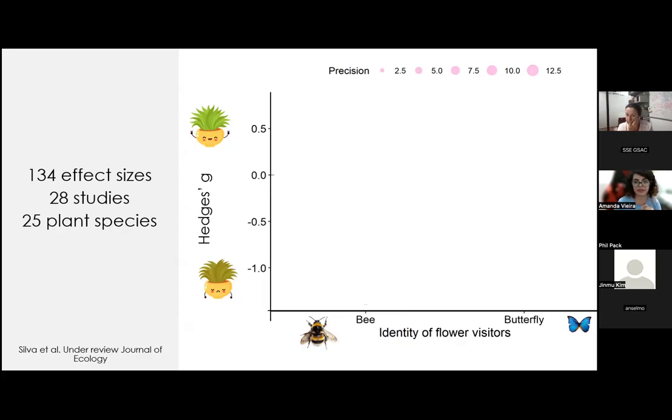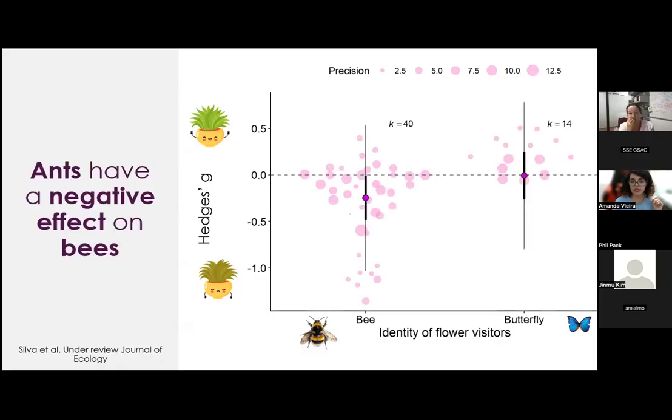And these are the effect sizes, Hedges' g. Values lower than 0 show that ants have a negative effect on pollinators, on bees or butterflies. For instance, they stayed less in the flower, so short visits. Positive effects mean ants have a positive effect on bees or butterflies, so they stayed more in the flowers. So let's see what I found. I basically found that ants have a negative effect on bees. So bees usually stay less in the flower, for instance, and ants have no effect on butterflies.